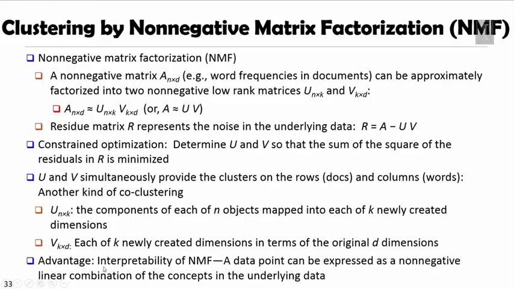So the advantage of this factorization is that the result is rather interpretable, because you did not really transform the dimensions. They either represent based on the words or represent based on the documents. So the data point can be expressed as a non-negative linear combination of the concepts, that means words and documents, in the underlying data. You do not really transform the whole data set into new axes.